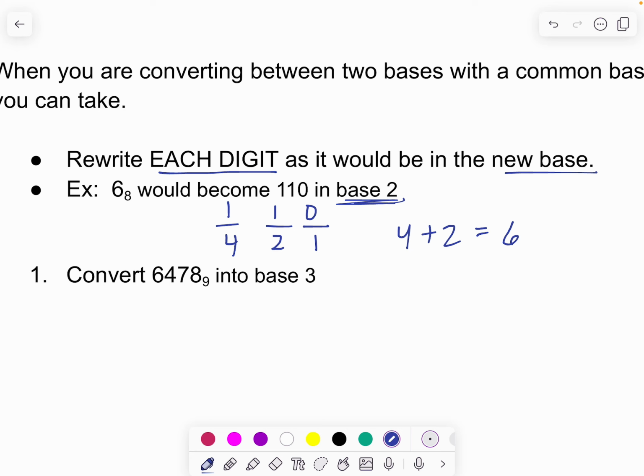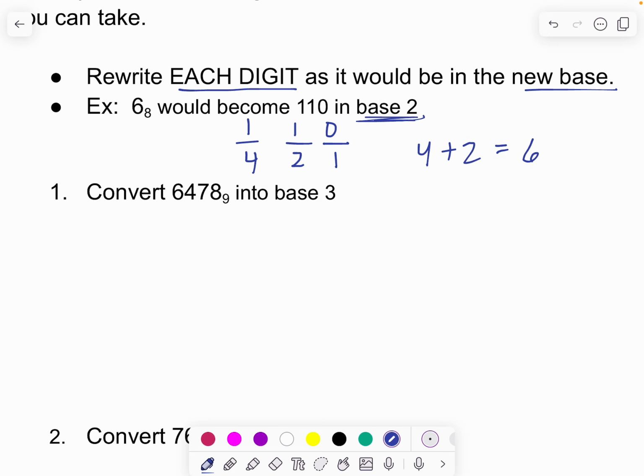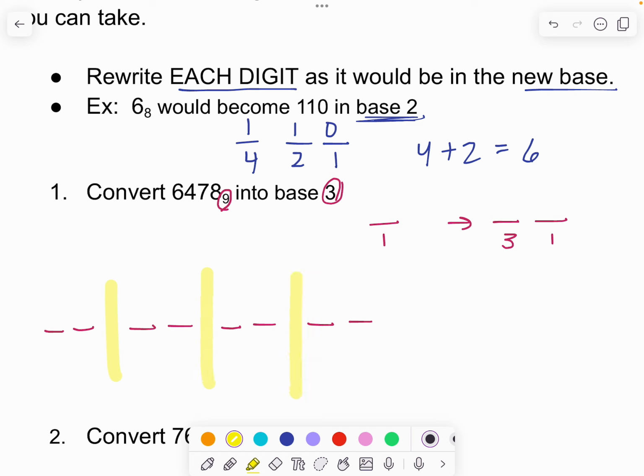So if we take that idea and apply it to this next problem, when we are in base 9 and want to convert into base 3, we can say that a single digit in base 9 is going to be converted into 2 digits in base 3. So what you want to do is say, okay, this is a 4-digit number, so I'm going to have 4 sections of 2 spaces each.